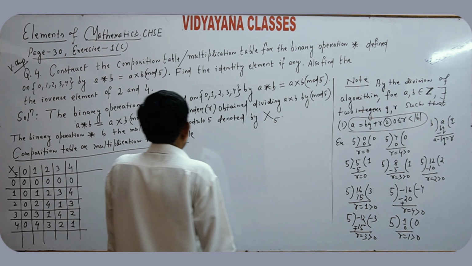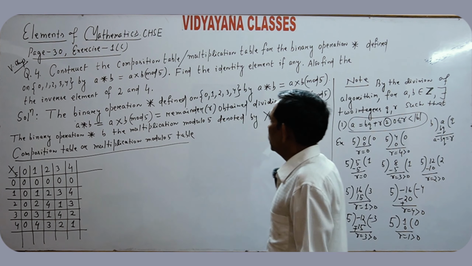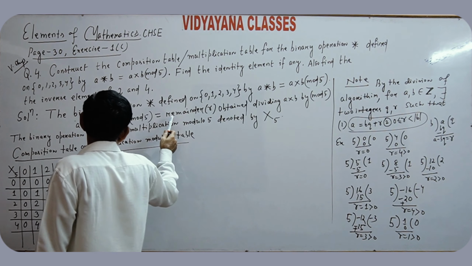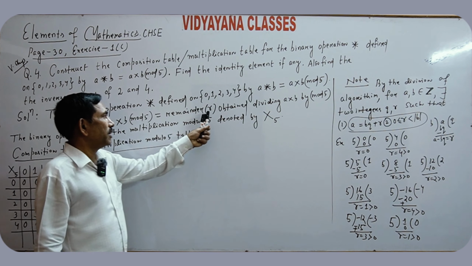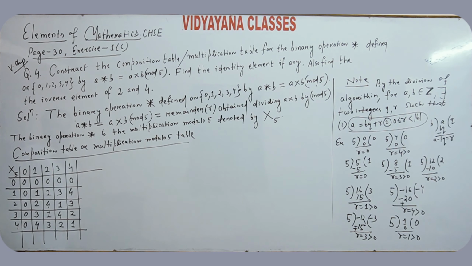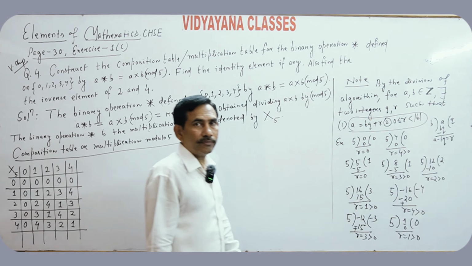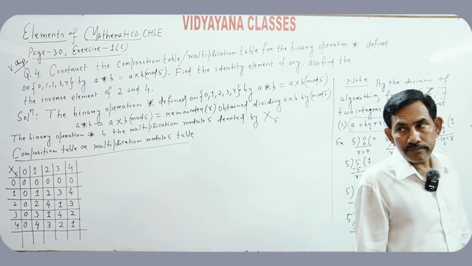Since A into B modulo 5 is the same as the remainder R obtained on dividing A into B by 5. Clear? Okay.